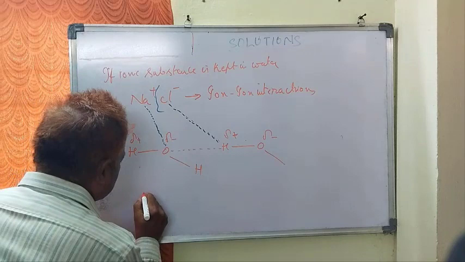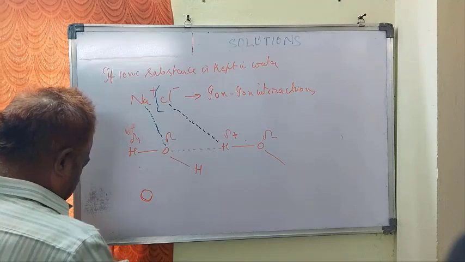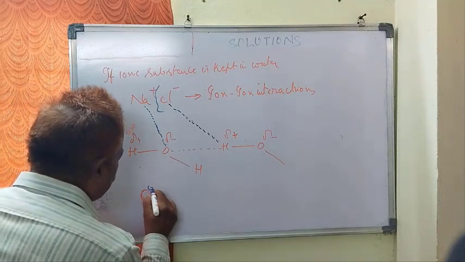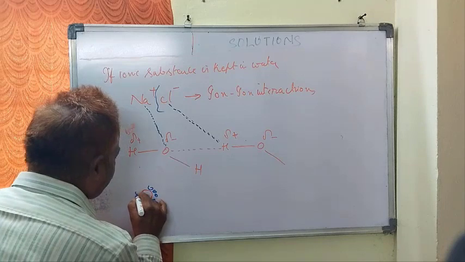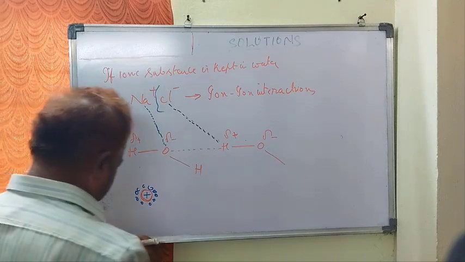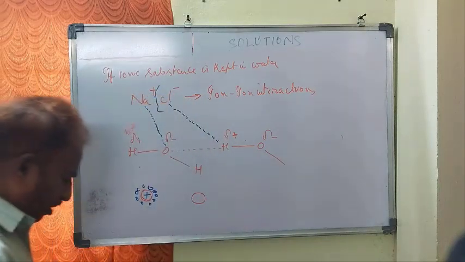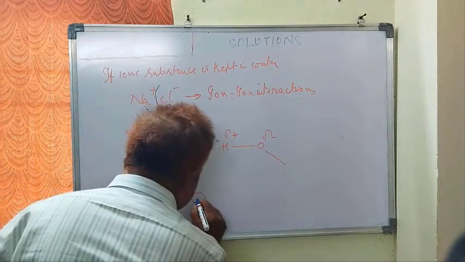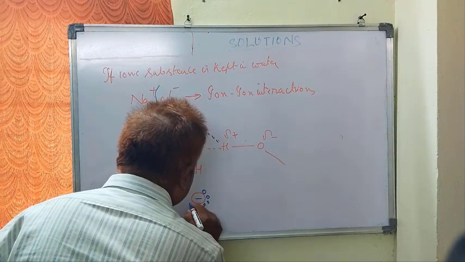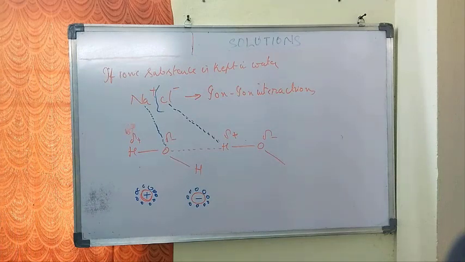Around the sodium, water molecules surround in this manner. In the same manner, around the chloride also water molecules surround. So this surrounding of water molecules around the differently charged ions is referred to as hydration. This is known as hydration.